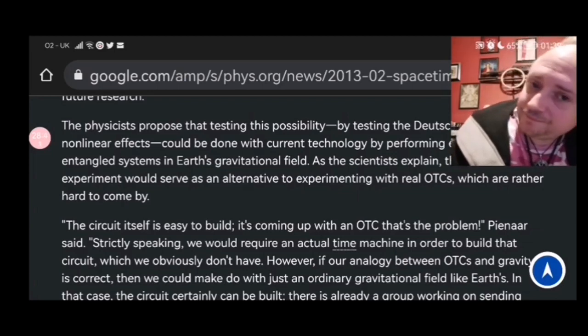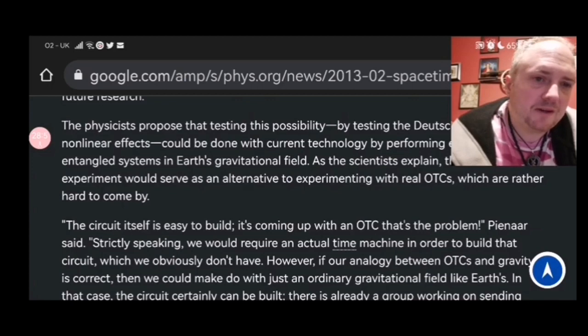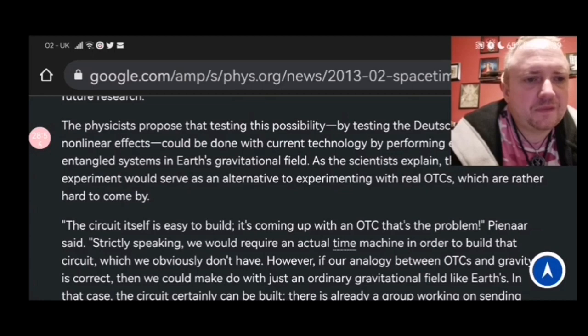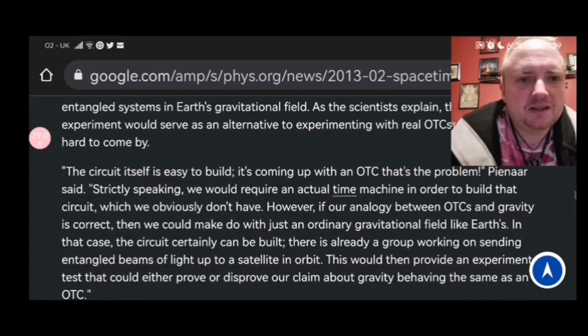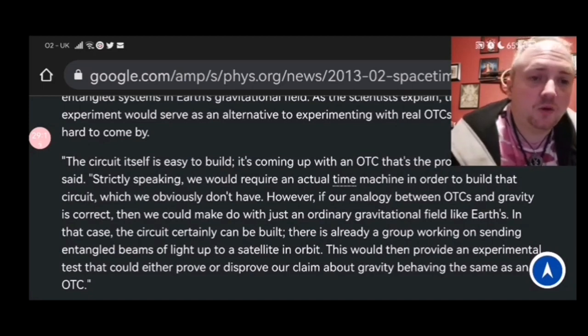Pienaar said, strictly speaking, we would require an actual time machine in order to build that circuit, which we obviously don't have. However, if an analogy between OTCs and gravity is correct, then we could make do with just an ordinary gravitational field like the Earth's. In that case, the circuit certainly can be built. There is already a group working on sending entangled beams of light up to a satellite in orbit.